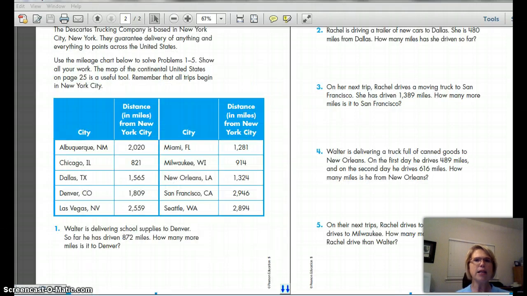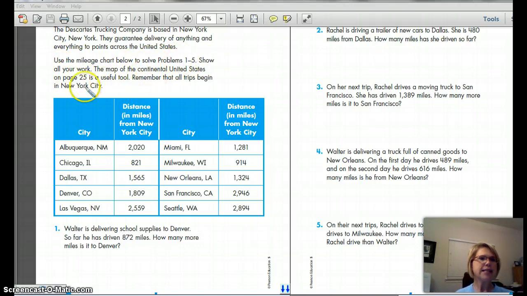All right, let's go to 26 and 27. I try to make it fit on one page so we can see all the information that we need at one time. It says, the Descartes Trucking Company is based in New York, New York. They guarantee delivery of anything and everything to points across the United States. Use the mileage chart to solve the problems. Show all of your work.